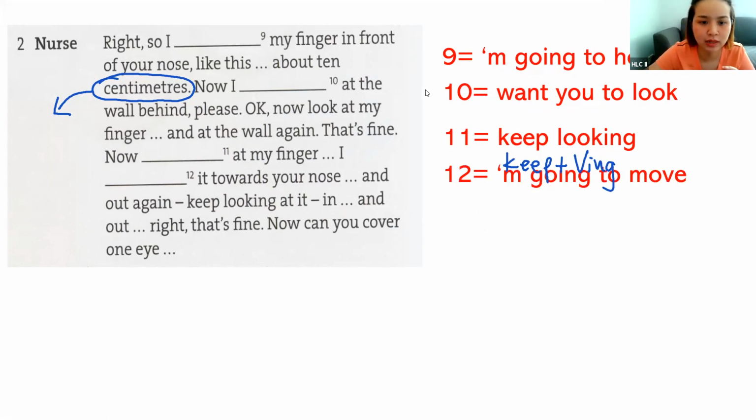Number 12. I am going to move it towards your nose. So this one, she is testing pupil response, the response of the pupil. And then we are done.